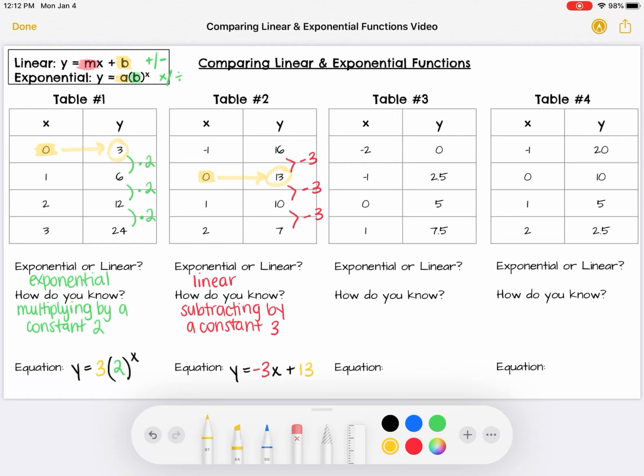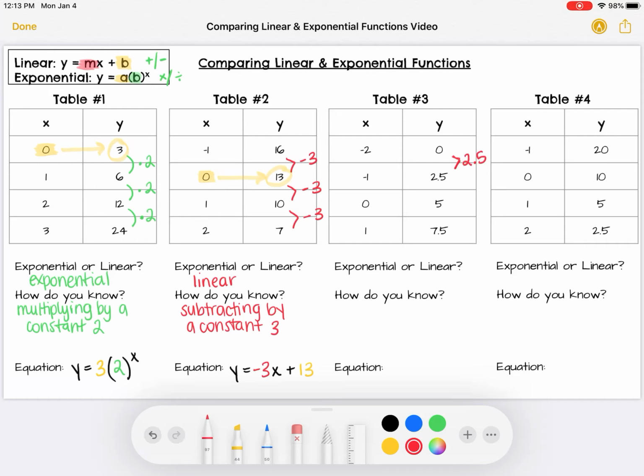Okay, table number 3. So again, always start by looking at the y values. We have 0, 2.5, 5, 7.5. First thing I notice is the numbers are getting bigger. So it's either adding or multiplying to get bigger. Okay. So usually I start by testing out the addition or the subtraction. So I'm going to see if it's adding by a number, a constant number. So to get from 0 to 2.5, I'm thinking, what would I have to add? Well, to get from 0 to 2.5, I would just have to add 2.5 exactly.